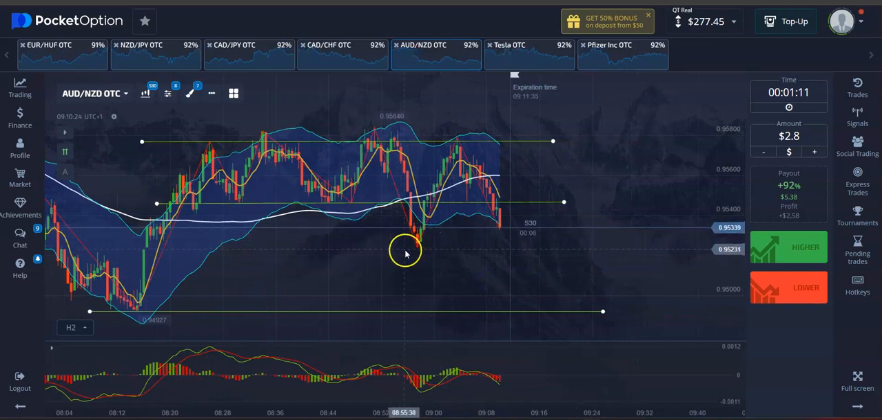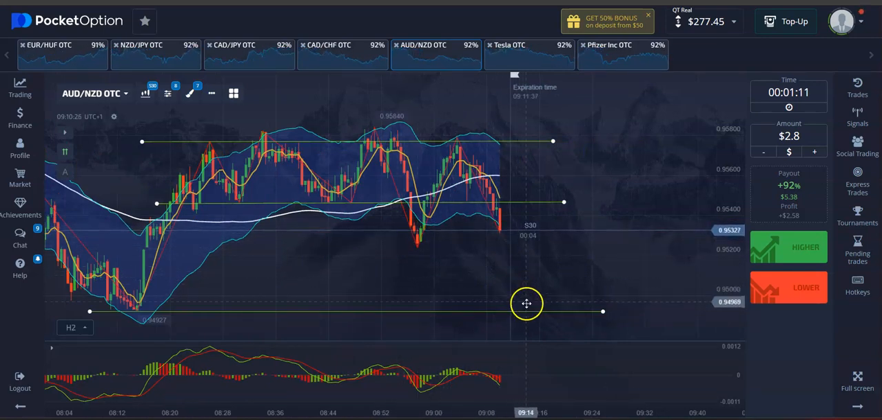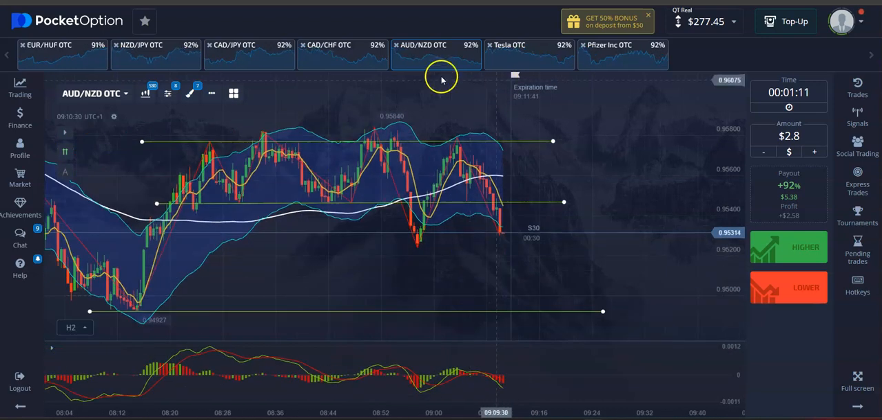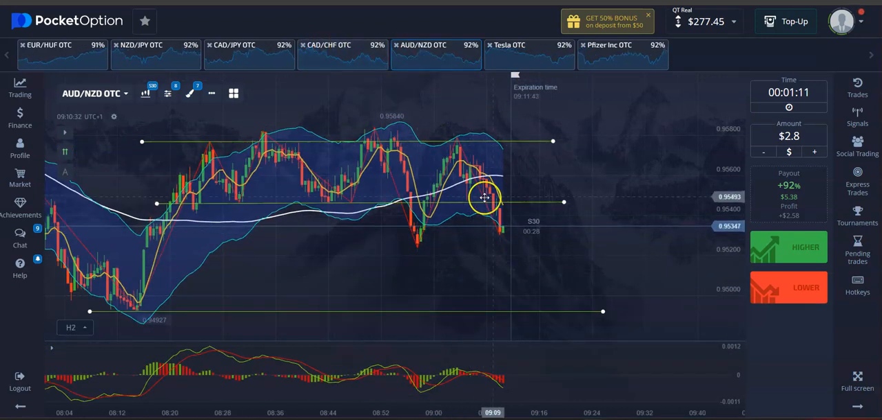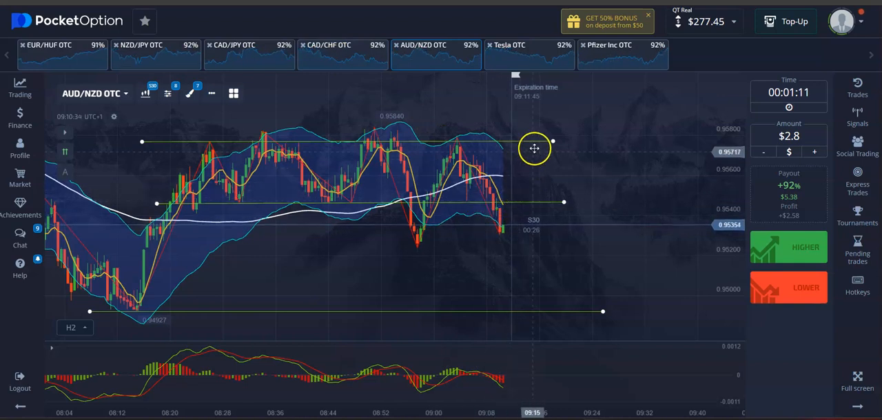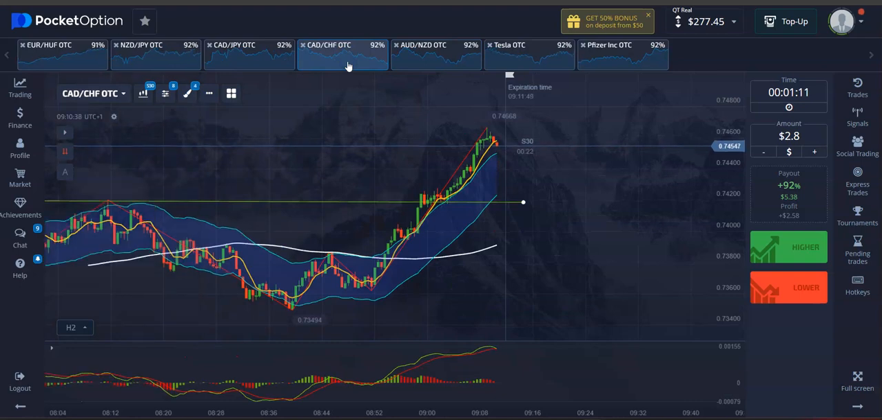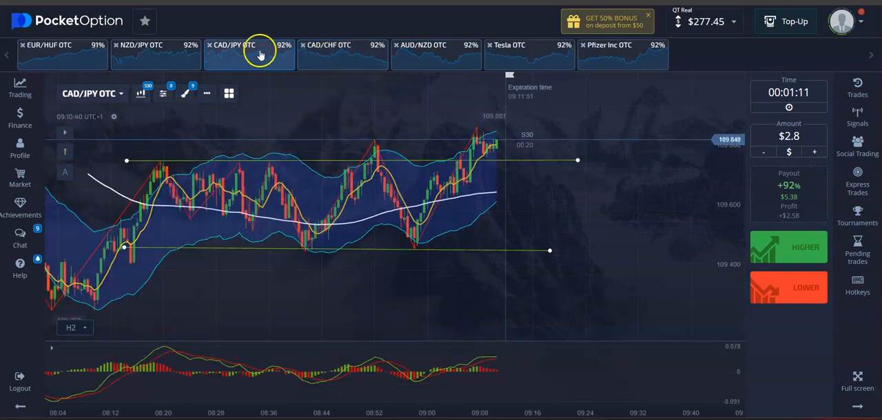So let's see if it comes below this one. Most likely it's gonna come all the way down here. MACD is all red. Ideally, I would like to see this one bouncing back up, because that's what we are expecting. But if it doesn't happen, well, so be it.